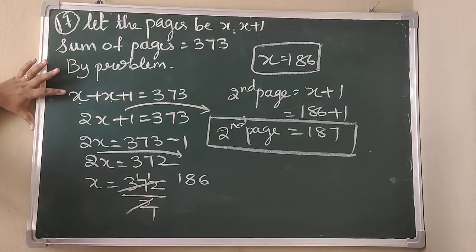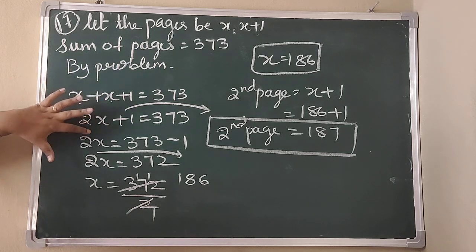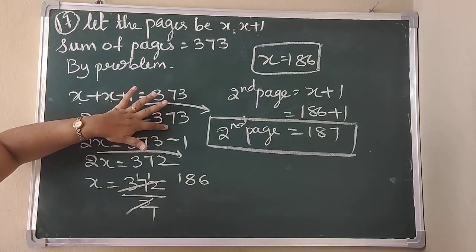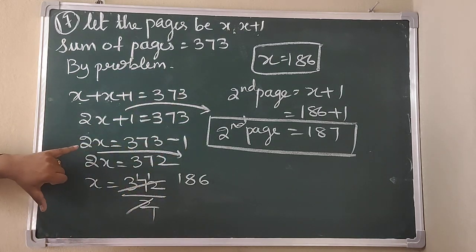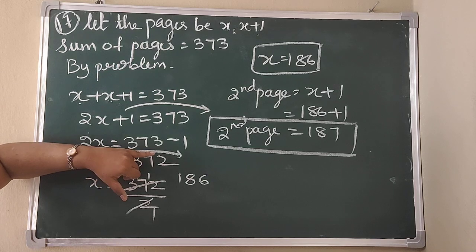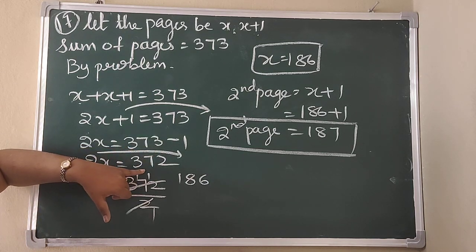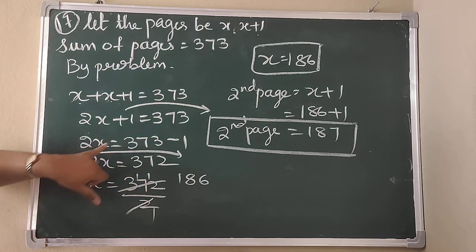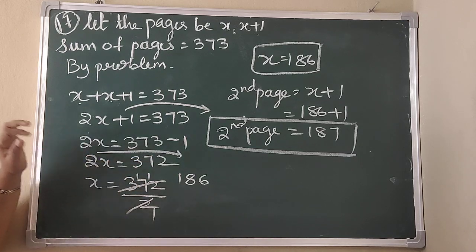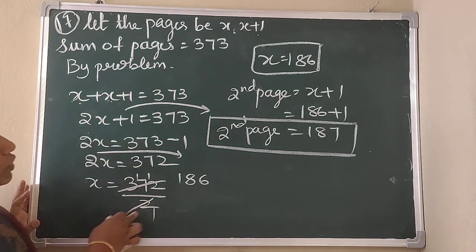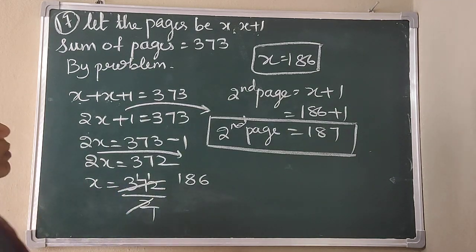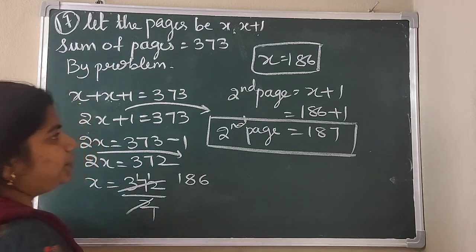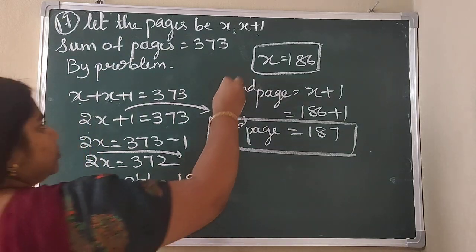So by the problem, x plus x plus 1 is equal to 373. x plus x will be 2x, so 2x plus 1 is equal to 373. Transpose plus 1 to the other side, that will become minus 1. So 2x is equal to 373 minus 1, so 2x is equal to 372. Transpose 2 to the other side, that will become division. So 2 ones are 2, 2 twos are 4... 2 186 will be equal to 372. So what is the x value? The x value is 186. So this is our first page.